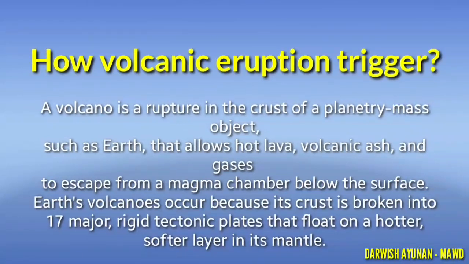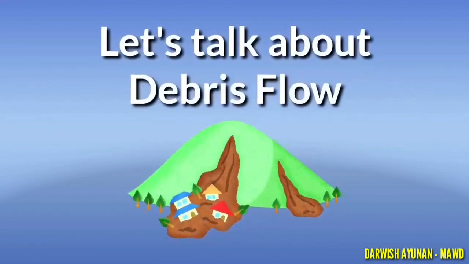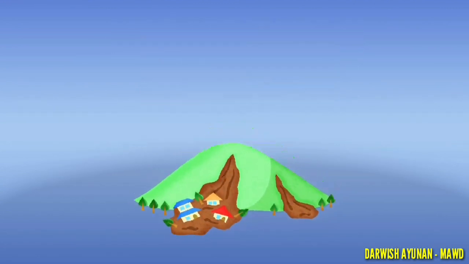How do volcanic eruptions trigger? A volcano is a rupture in the crust of a planetary mass object, such as Earth, that allows hot lava, volcanic ash, and gases to escape from a magma chamber below the surface. Earth's volcanoes occur because its crust is broken into 17 major rigid tectonic plates that float on a hotter, softer layer in its mantle.